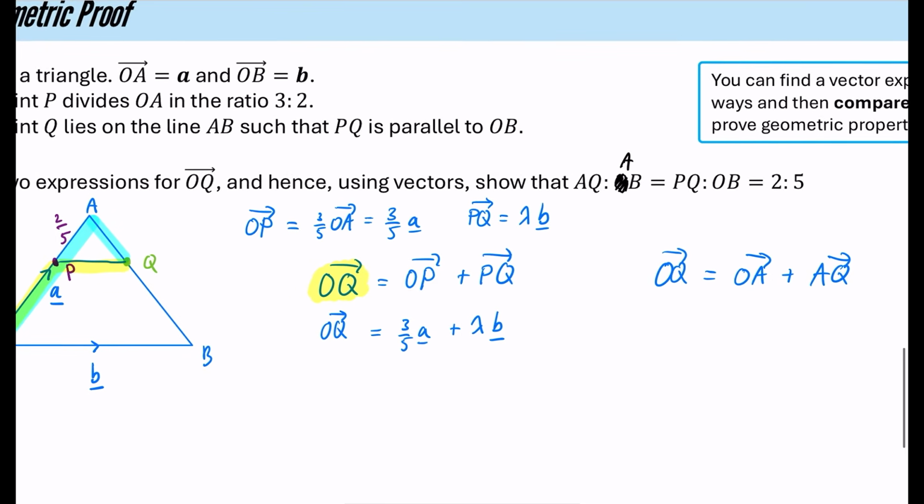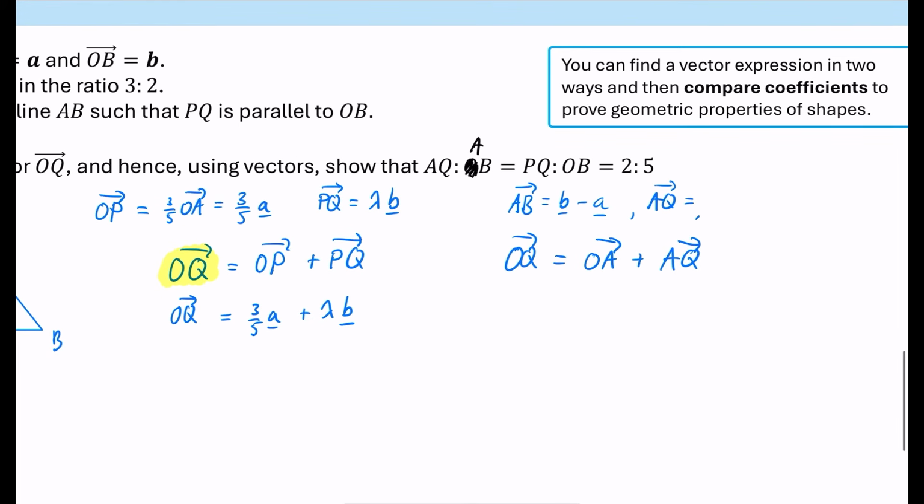Now, if I want to go from A to Q, that looks like it's some fraction of the way along the line AB. So I'll need to work out what AB is, which we know is the second letter minus the first letter. And if I want to find out what AQ is, well, AQ is going in the same direction as AB, just like we talked about over here, so it will be some fraction of the line AB. So I'm going to use a different letter. I'm going to use the letter mu for the vector AB that we have. And so AQ is mu lots of B minus A.